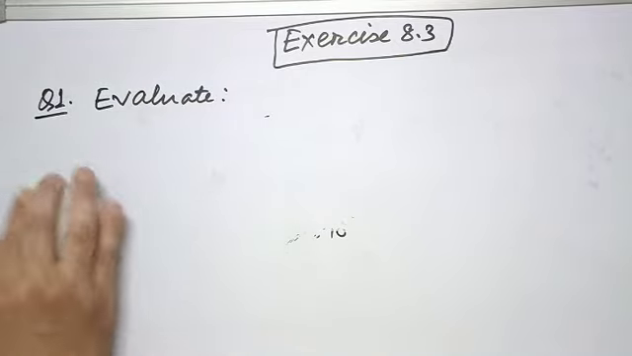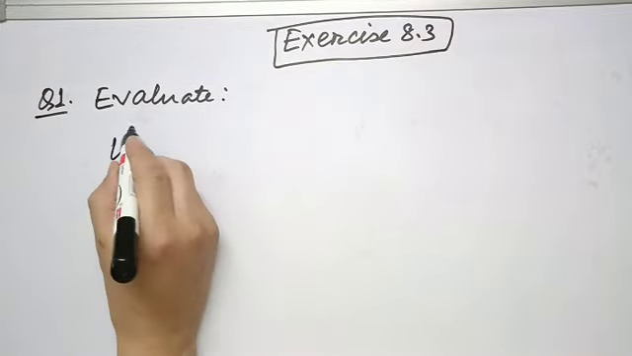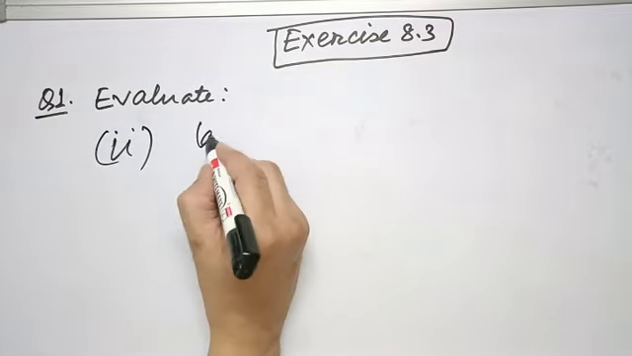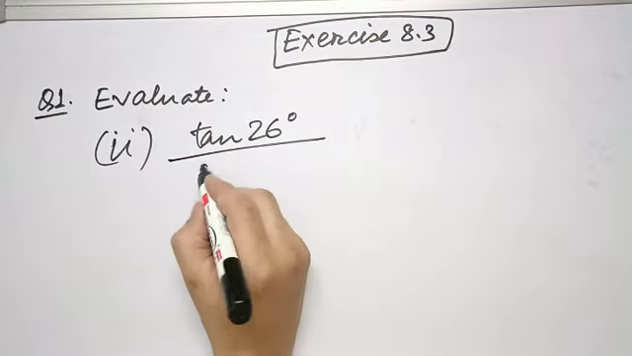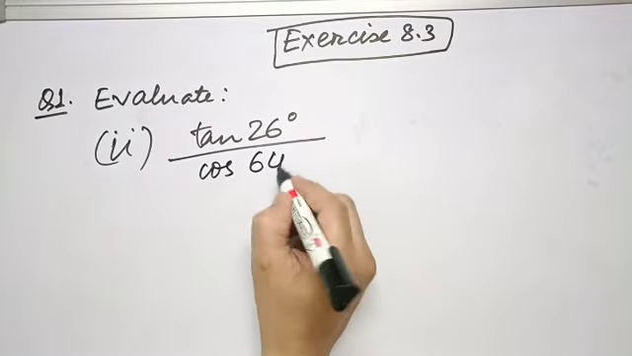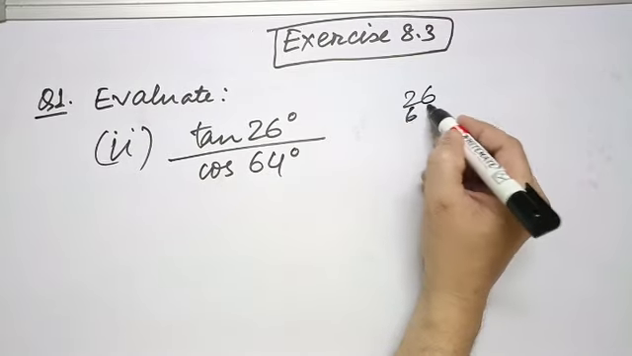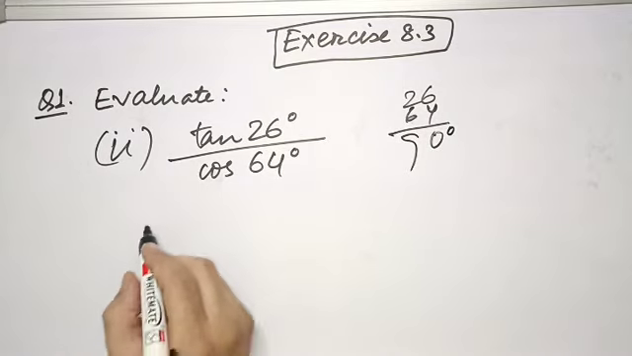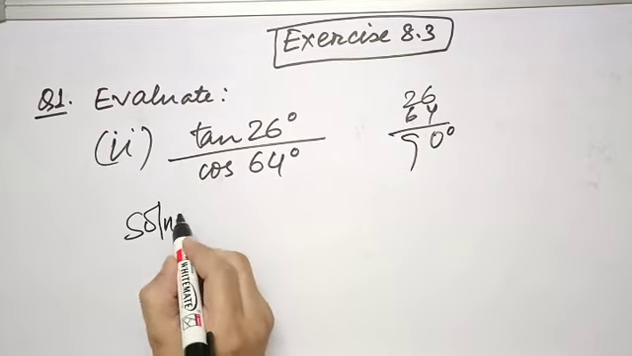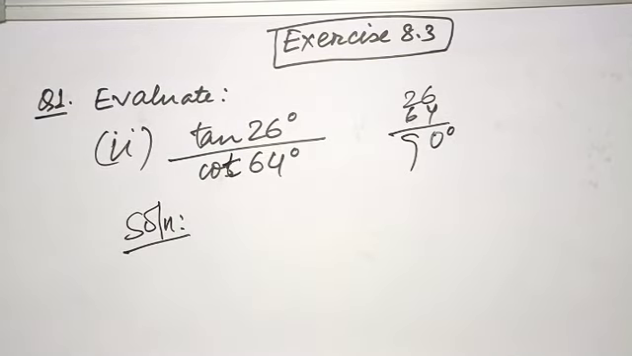Let me write the second question and we'll see. What the second question says? Tan 26 degree divided by cos 64 degree. Here if you add 26 and 64, these two are going to be 90. Again the concept of complementary angle. Right, change any of the value. This is cot, sorry, this is cot.